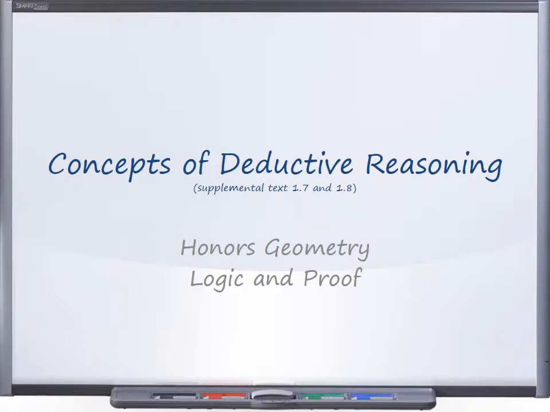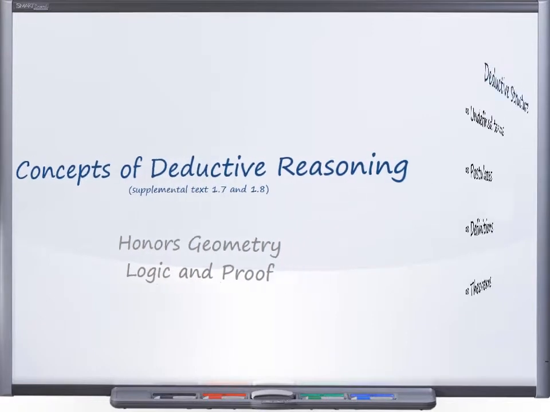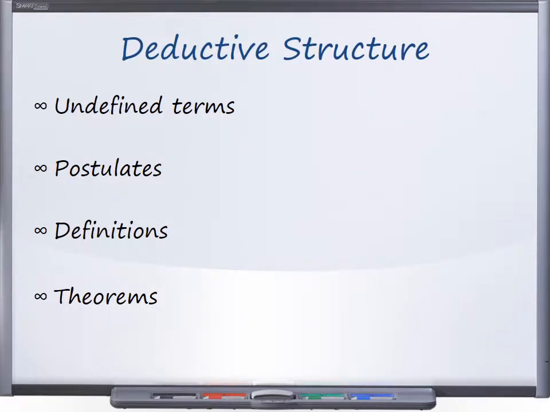So deductive reasoning, or using deduction, is using a series of logical steps to show something is true, to get from one point to another. So geometry is built around deduction. Deductive structure involves four basic elements. The first element are undefined terms.